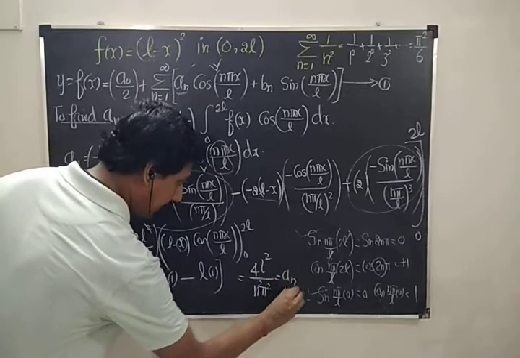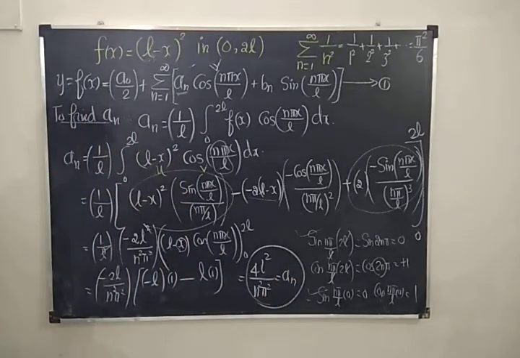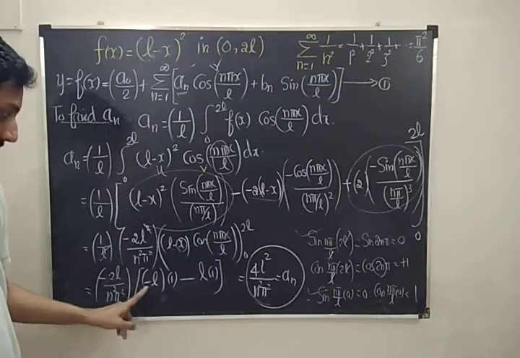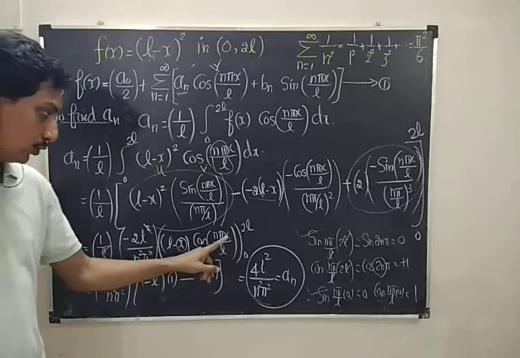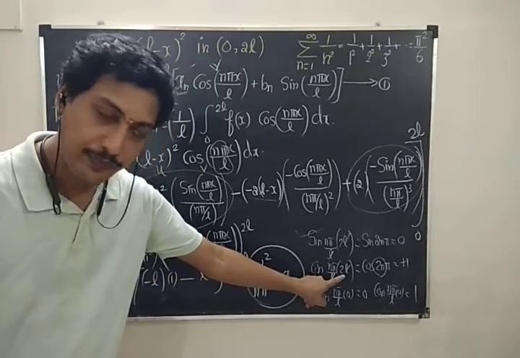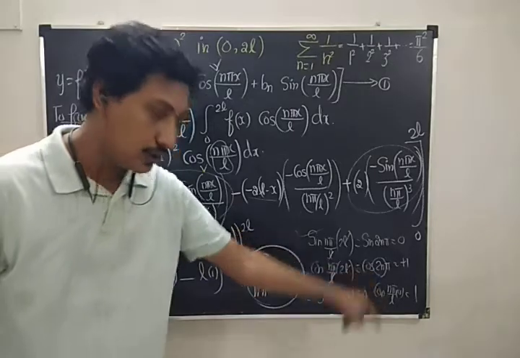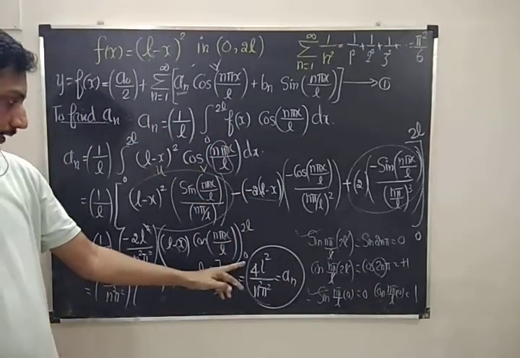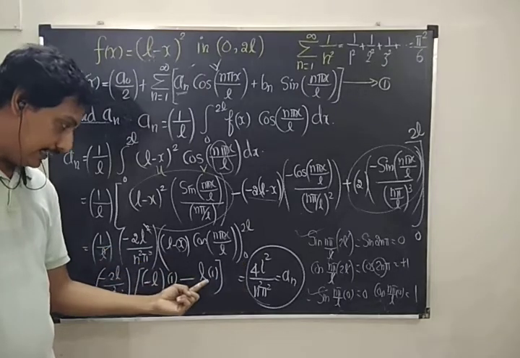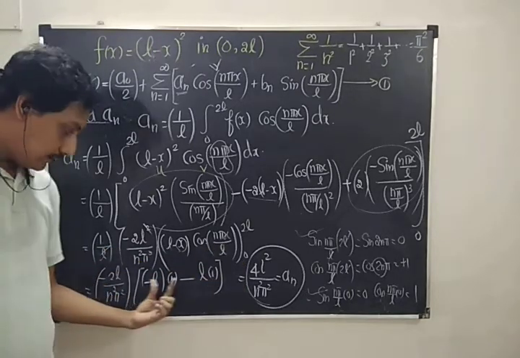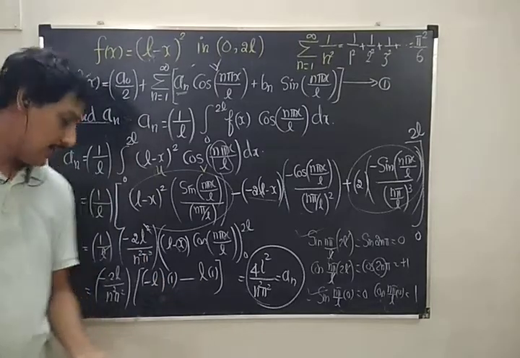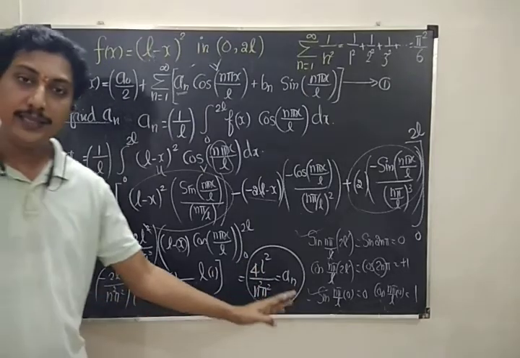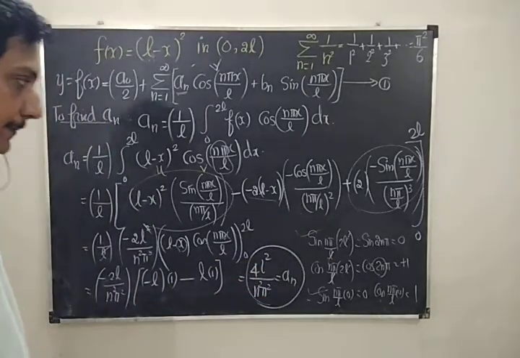This is my an. Once again repeat this step. By putting x equal to 2L, L minus 2L is minus L. Cos n pi by L into 2L, I think I have shown this step. After cancellation of L, this is equal to cos 2n pi. 2n is an even number, so this is plus 1. Got it? x equal to 0, L minus 0 is L, cos 0 is 1. So minus L is minus 2L. Minus 2L into minus 2L is plus 4L square by n squared pi square. This is my an value. Got it? Isn't it?